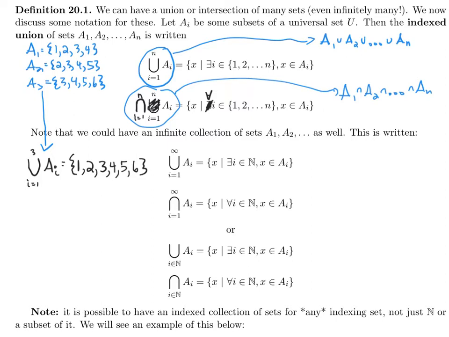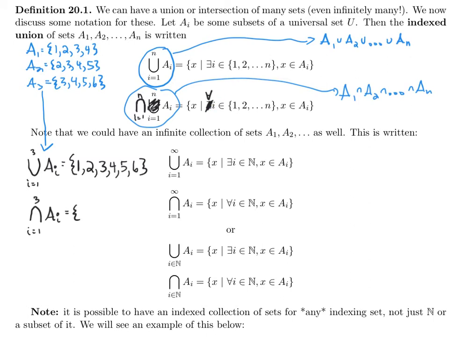The intersection works similarly, but instead of there exists, it needs to be in all of the sets. So the intersection of these three sets is going to be, well, is 1 in all of these sets? Well, no. 1 is only in A1. It's not in A2. I don't even need to look at A3 because I know it's not in A2. What about 2? 2 is in A1. 2 is in A2, but 2 isn't in A3. So it's not true for all I.